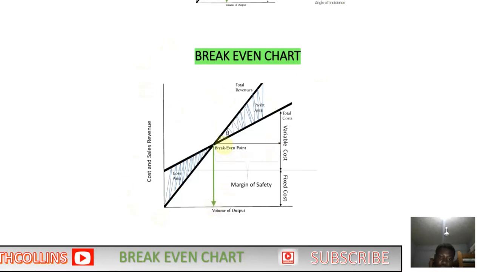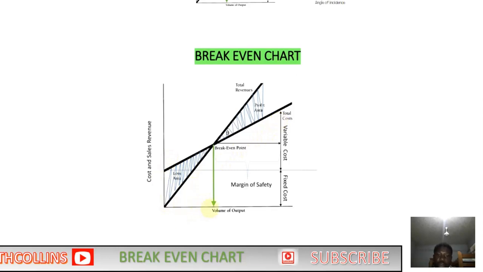From our break-even chart assumption, if it was 10, 20, 30, 40, 50, and our break-even point is on the 50, then it means that if we are able to sell 50 of our produced bags of sachet water, we are going to break even with the total costs. That is both the fixed cost and the variable cost. We are going to break even.